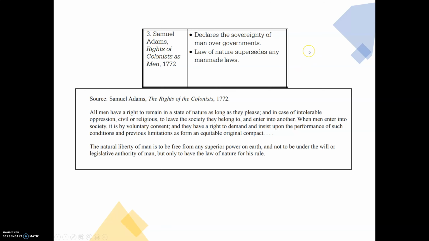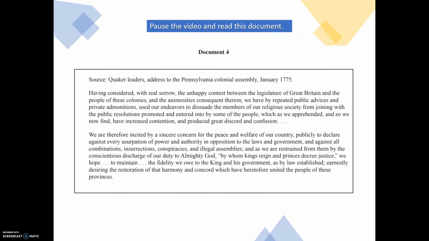Well, there you go. That people have sovereignty over the government, and that absolute monarchy basically is not in line with Enlightenment ideas of human rights and all that stuff. So let's move on to our next document, document 4. Please pause and read.